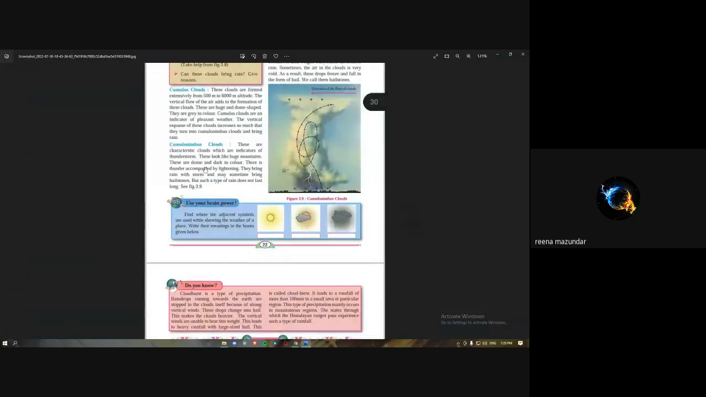So I think the topic of cloud is clear to everyone. We have different types of clouds which bring rainfall to us.